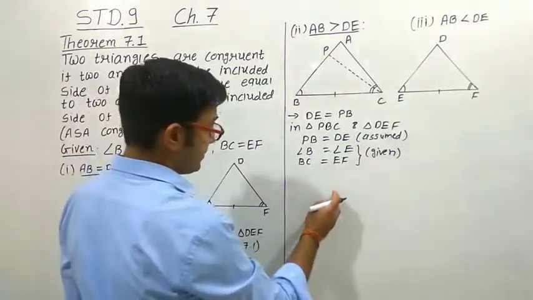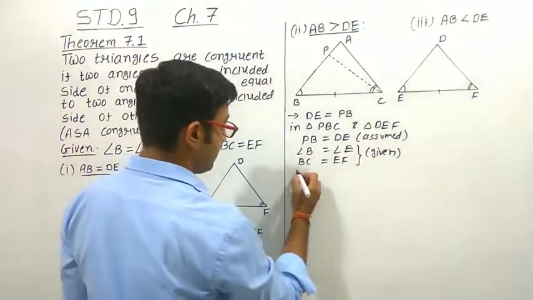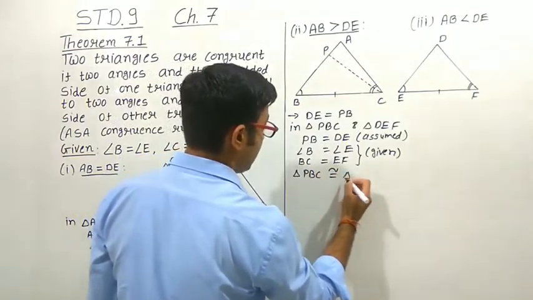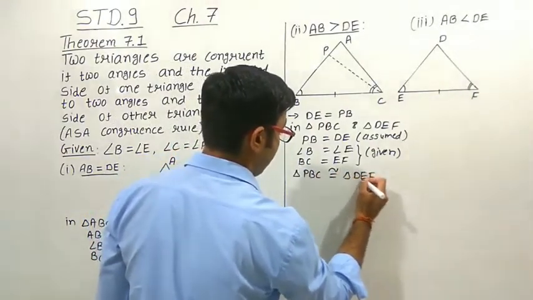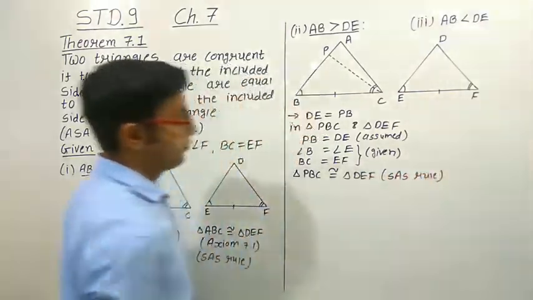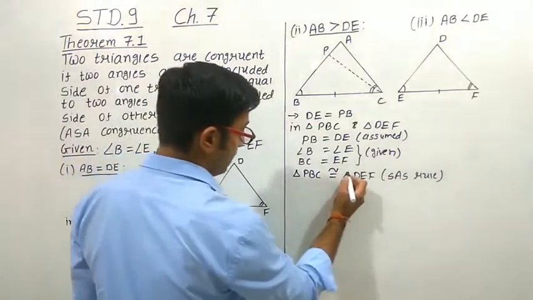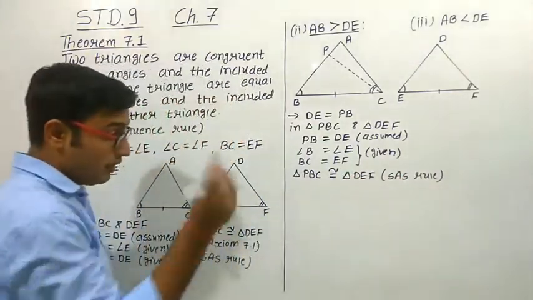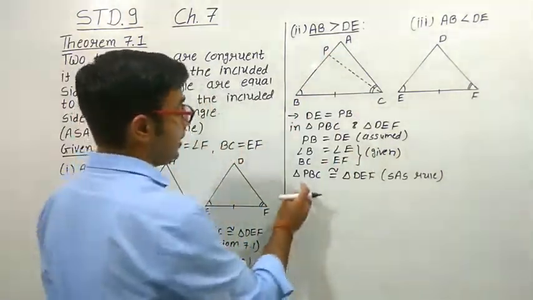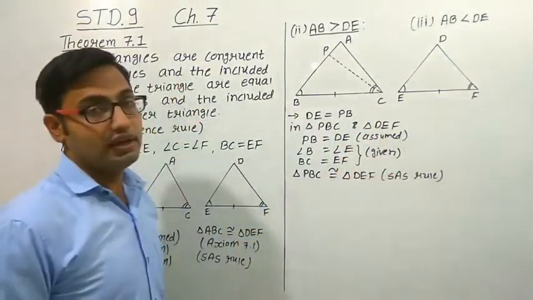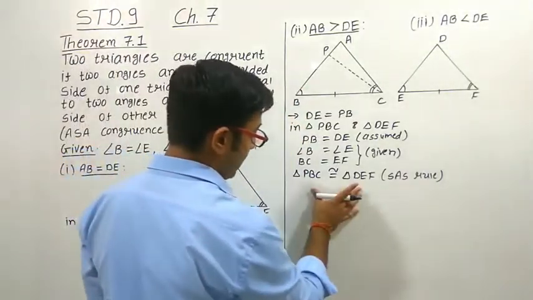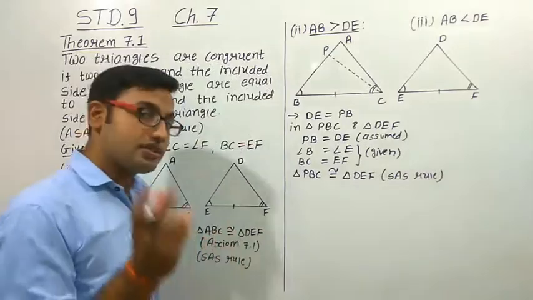Okay, so now three conditions are there: side, angle, side. So we can say that triangle PBC is congruent to triangle DEF by the side angle side congruence rule. So here we have proved that these two triangles are congruent, but we need to prove that triangle ABC is congruent to triangle DEF. Here we have proved that triangle PBC is congruent to triangle DEF. So let us see how we can prove that ABC and DEF are congruent. If two triangles are congruent, their corresponding parts are also equal.